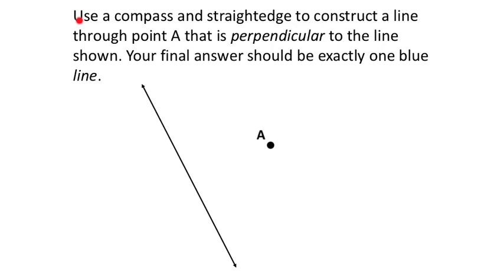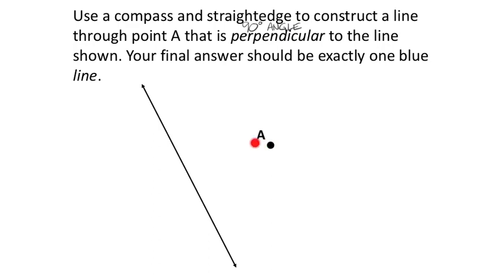All right, on this one, we're going to use a compass and straight edge to construct a line through point A that is perpendicular. That means it'll be 90 degrees to the line shown. So it's going to create a right angle with perpendicular. And we'll be sure to make our final answer exactly one blue line, meaning it should have arrows on both ends. That's what a line is.